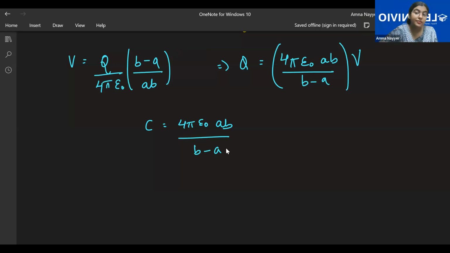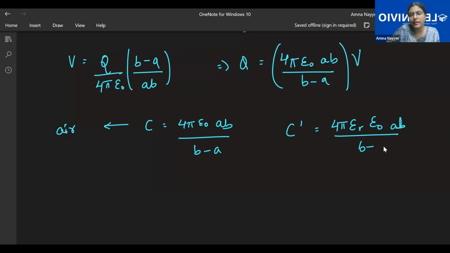Now one more thing: if you have the material change, this is for air. Remember, in this chapter, material plays a very important role. If there is some different material, then this will be 4 pi epsilon r into epsilon naught. You multiply the relative permittivity, epsilon r, to the epsilon naught. Then you have the rest, AB divided by B minus A, which you can straight away say is epsilon r into the capacitance of air, the capacitance of the new medium. Is it clear till here?